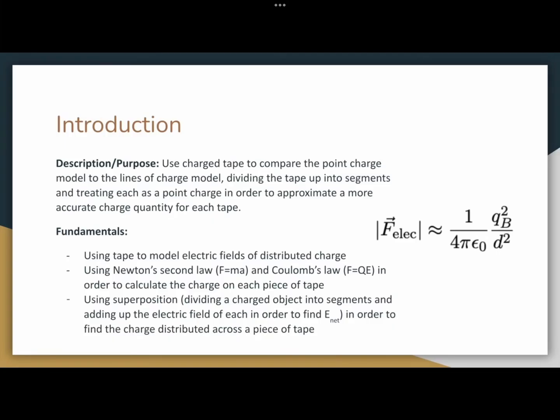that we found in Lab 1. The fundamentals of this lab are using tape to model electric fields of distributed charge, using Newton's second law, which is force equals mass times acceleration, and Coulomb's law, which is force equals the charge times the electric field, in order to calculate the charge on each piece of tape, and using superposition in order to find the charge distributed across each piece of tape in the most accurate manner possible.